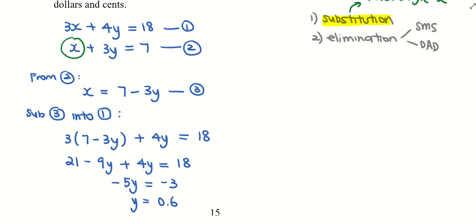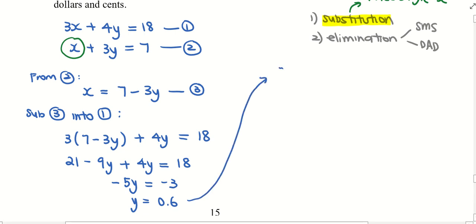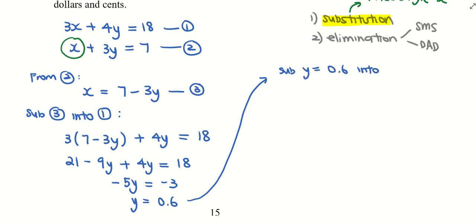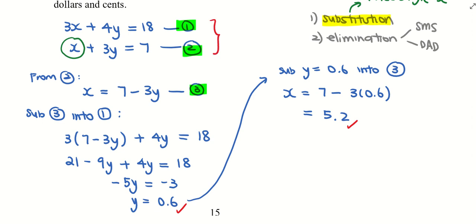So after y, what's next? I have to find x, right? How am I going to do that? Sub your newly found value of y into any one of the 3 equations. Out of these 3 equations, which one would you pick? For me, I will pick equation 3 because it will directly give me the value of x, since x is written in terms of y. So just replace y with 0.6 and I'll get my answer 5.2. You can check that these two values fit into all 3 of the equations. You can just check into these 2 equations would be enough as well.